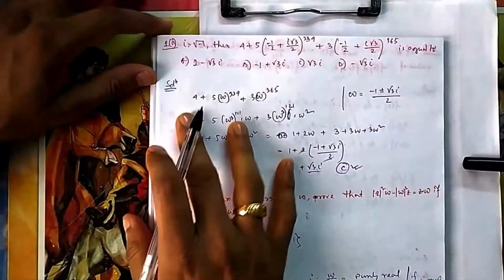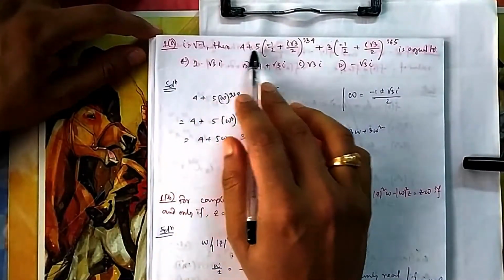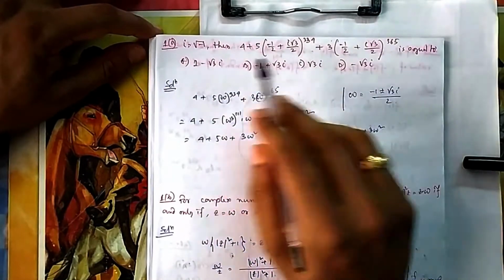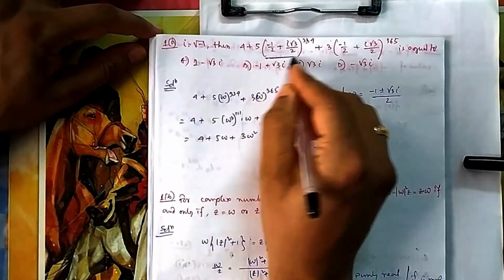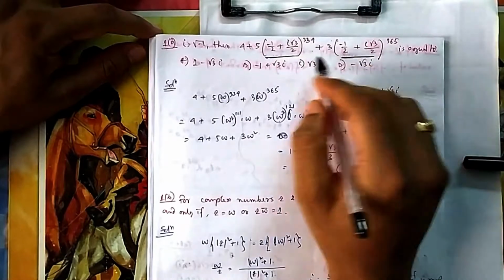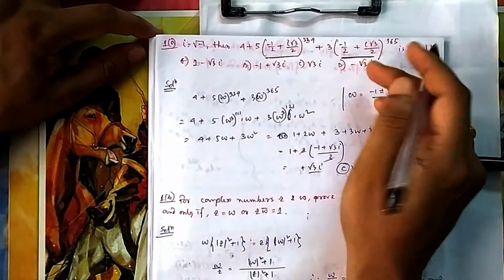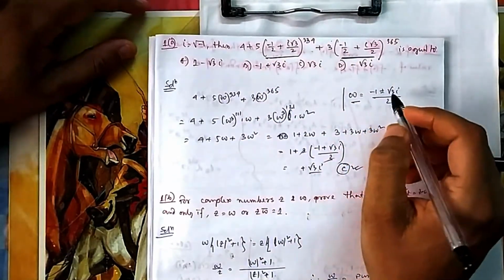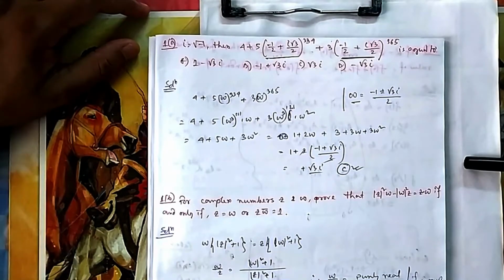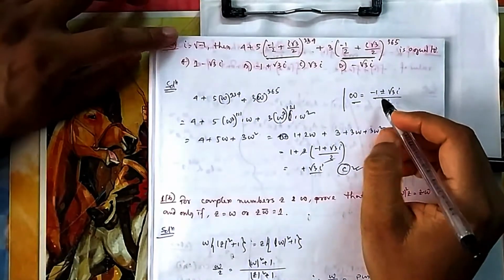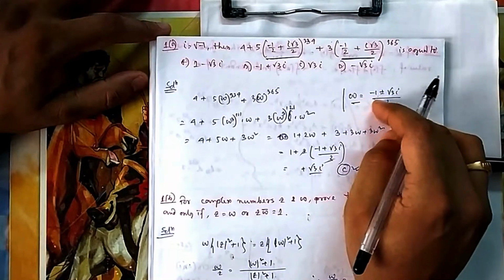If you see question number 1, what they are asking: I is equal to this, then this, and this is equal to. Now if you see these two factors, you should be very clear with these two, because we have explained it in theory. This is nothing but your omega. You remember your omega? You should remember it in all formats: Cartesian format, polar format, Euler's format, so that you will never forget this omega.